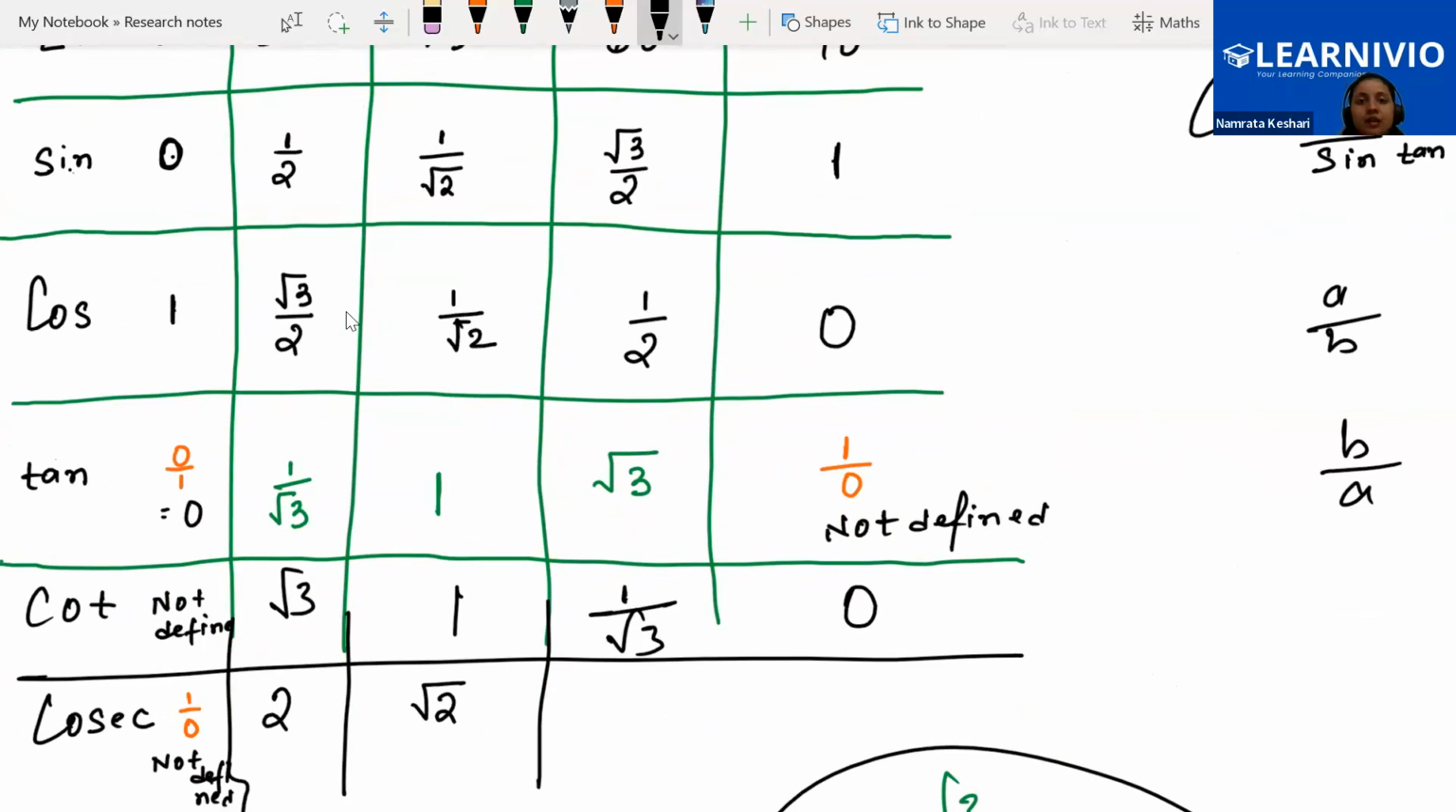Yes, ma'am. Now root 3 by 2 is the sine of the 60-degree angle. If we find the reciprocal of that, we get the cosec, which is 2 by root 3. Now with 0 and 1 we have to be careful. The reciprocal of 1 is 1 by 1, which is 1 only. Yes or no?